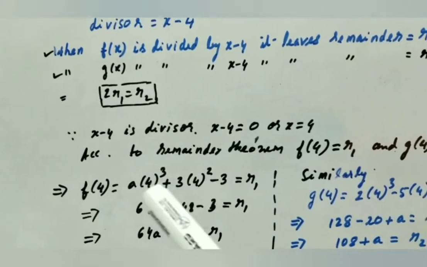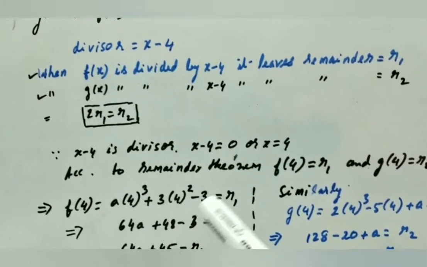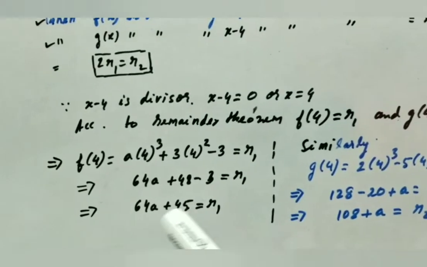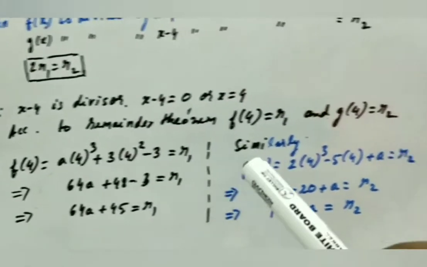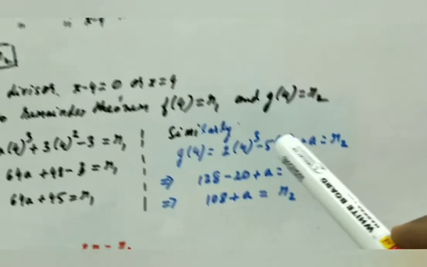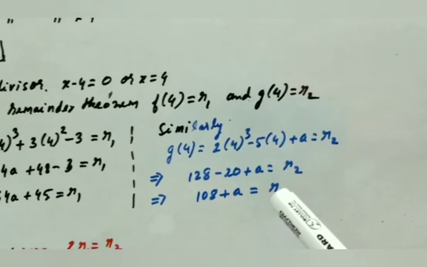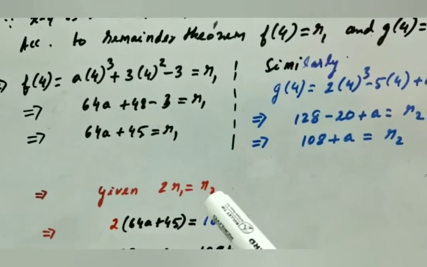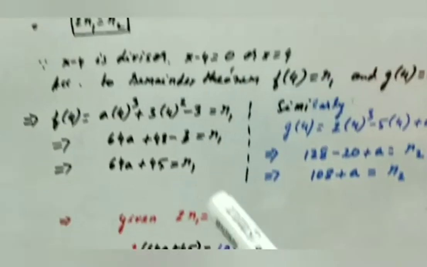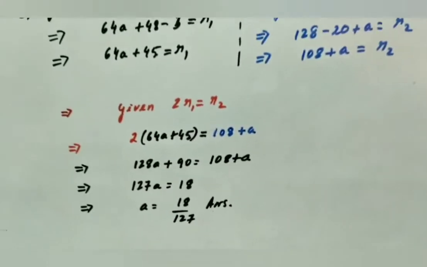So f(4) is a times 4 cube plus 3 times 4 square minus 3. So r1 is equal to 64a plus 45. Similarly g(4), if you solve 2x cube minus 5x plus a, you get r2. 2r1 is equal to r2, the relationship they have given. So after simplifying, you get a as 18 by 127.